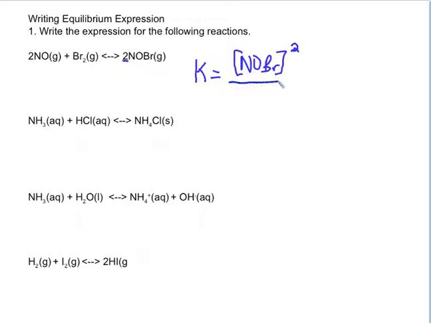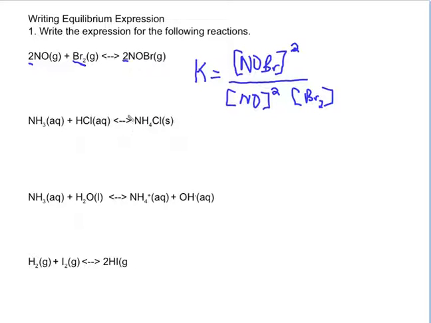And then what you're going to do is divide that by the reactants. So we have NO, and notice it's got a 2 in front, so it's going to be to the second power. And then we have Br2. Alright, so Br2, that's going to go here, and that's going to be to the first power because the coefficient in front would be a 1.